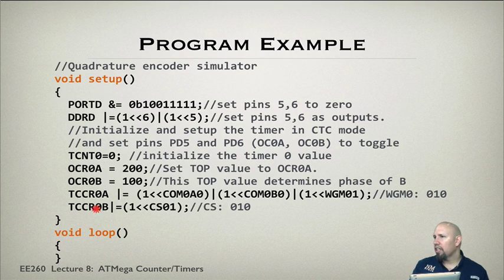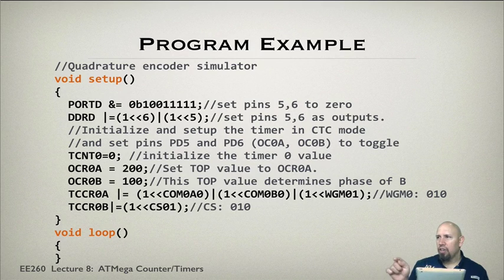You can change the clock select. You can change the counter top value. Okay, so if you decrease that top value, it will change the frequency. So if we were to decrease this value down to 100, and this down to 50, you would get a quadrature set of signals that would be twice as fast.